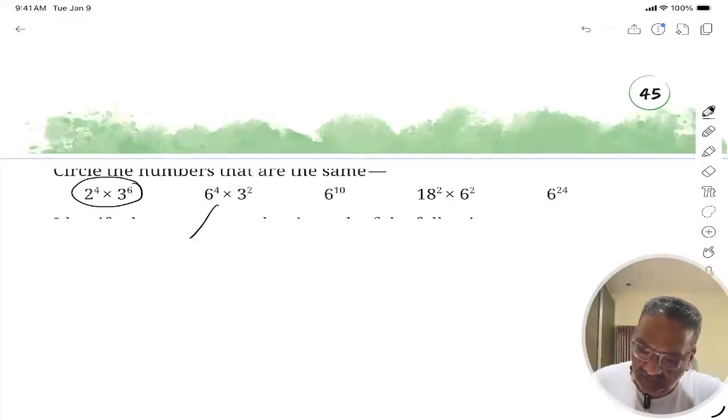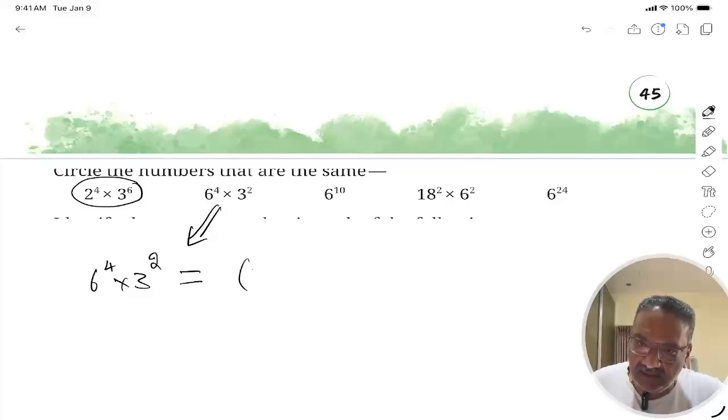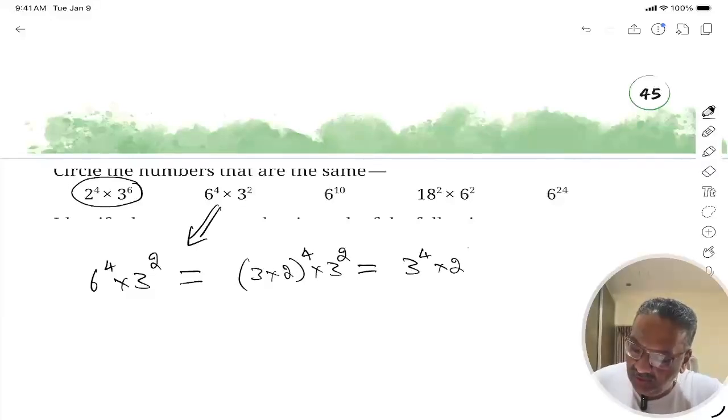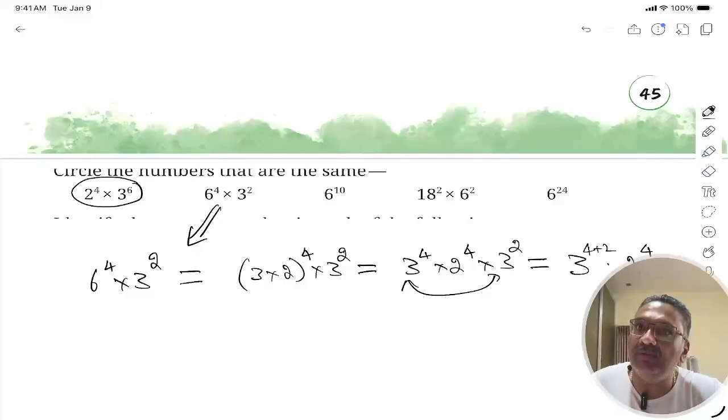Take the second one. The second one is 6 to the power of 4 into 3 square. What can you write 6 to the power of 4 as? 6 can be written as 3 into 2, to the power of 4 into 3 square. So this is nothing but 3 to the power of 4 into 2 to the power of 4 into 3 square, which is equal to 3 to the power of 4 plus 2, into 2 to the power of 4, which is equal to 3 to the power of 6 into 2 to the power of 4.